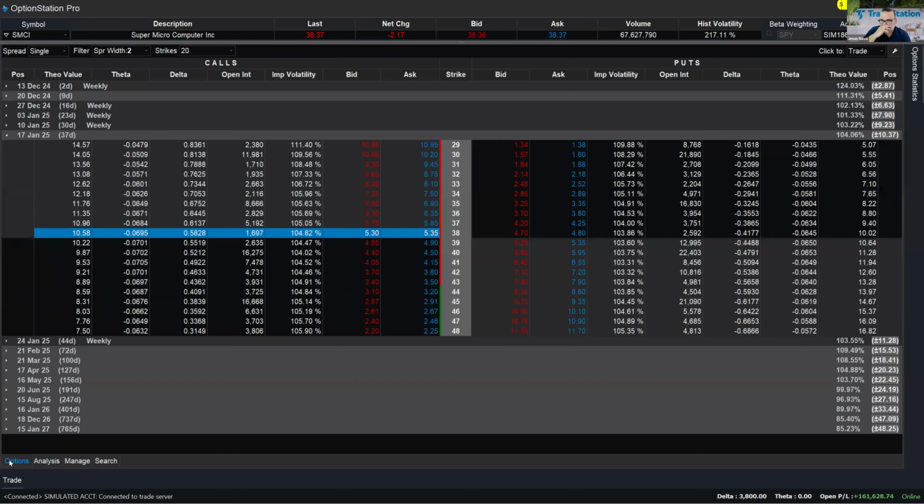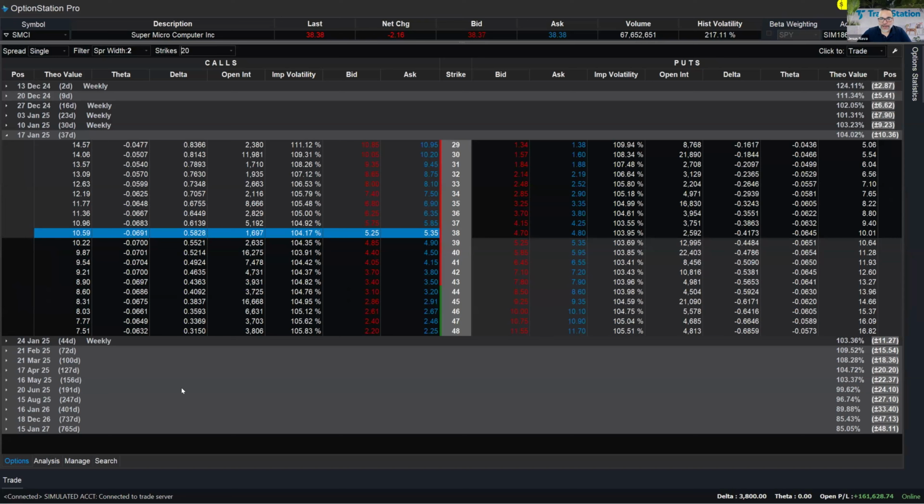Let me go back here to the option chain, because a bull call spread is an option strategy that is also bullish, but it does reduce the cost and reduces the risk. As soon as you're reducing the cost of your trade, you're automatically reducing your risk. And it's something to think about.